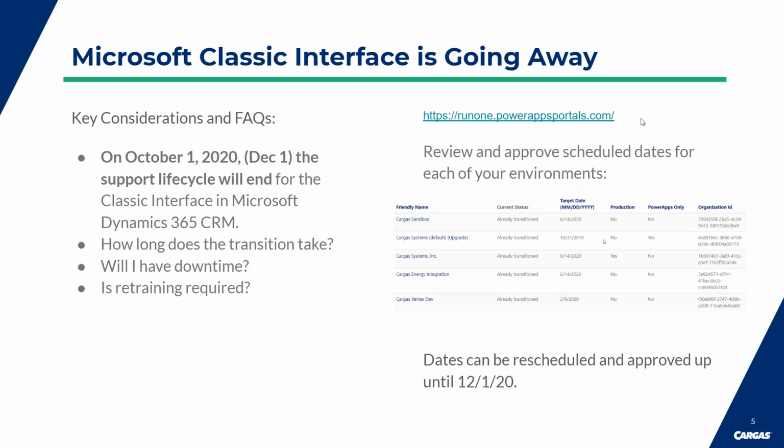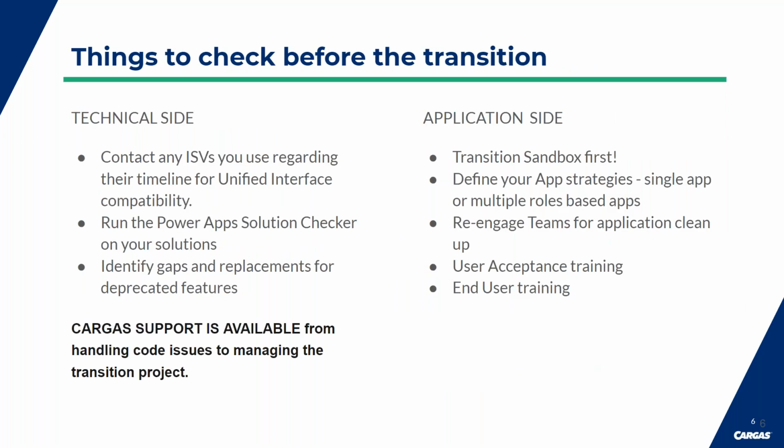You can make adjustments to that, and no updates will be pushed out from Microsoft until they are approved by you, up until 12/1, which is that drop dead date when the support for the classic interface goes away. So you have some flexibility there as to the date that you choose. But step one is to go out and look at what date is set for your organization.